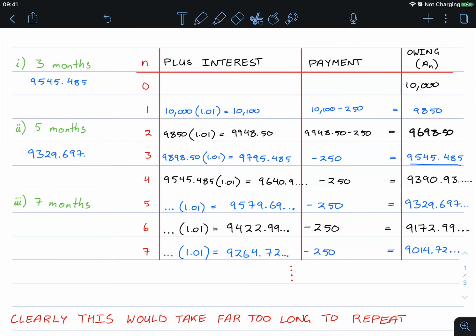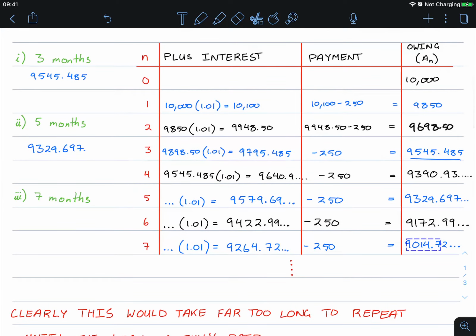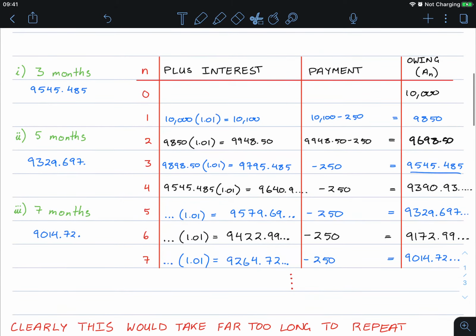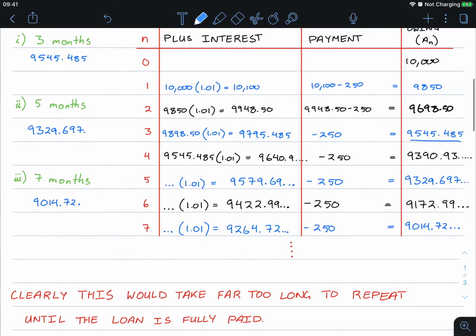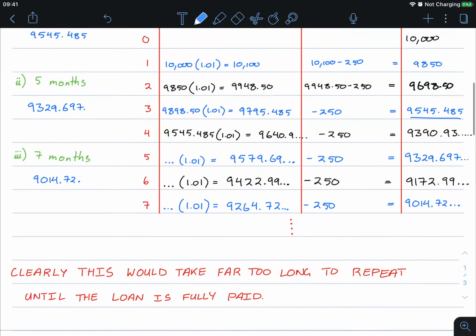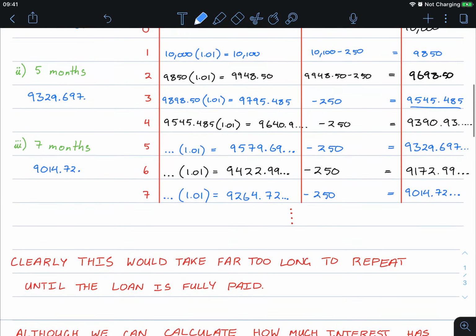And don't worry, this isn't how we're going to be doing it. I'm just demonstrating the idea that we pay off a loan. It gets charged interest, so the loan increases. We decrease the loan, it increases by a little bit, it decreases by the same amount, and so on. But clearly this would take far too long to repeat until the loan is fully paid, or we couldn't be bothered to repeat this table 10 times, 20 times, sometimes 120 times. So later on, we'll develop methods for this.